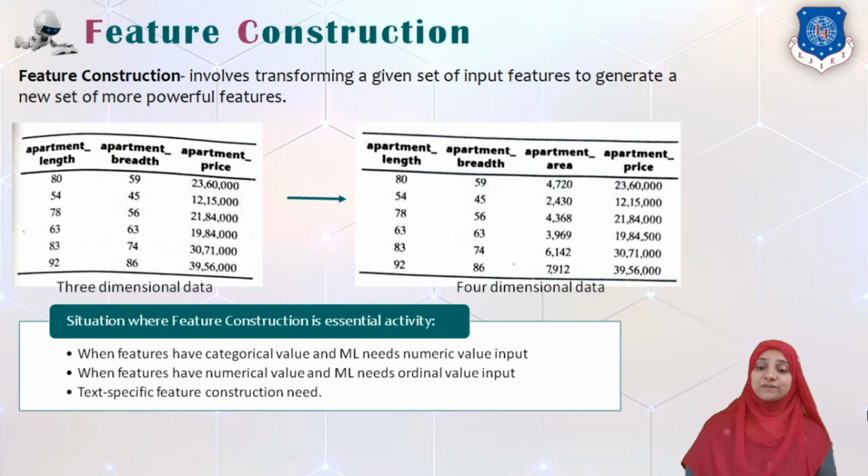In the second scenario, say for example, the data set has numerical values, but the machine learning algorithm requires an ordinal value. That means in this case, the input is a numerical value, but the system requires an ordinal type of value. So in this case, we need to construct a new set of features. In the third type of situation, where text-specific features are there, we need to construct a new set of features. So these are the three situations where feature construction is required.